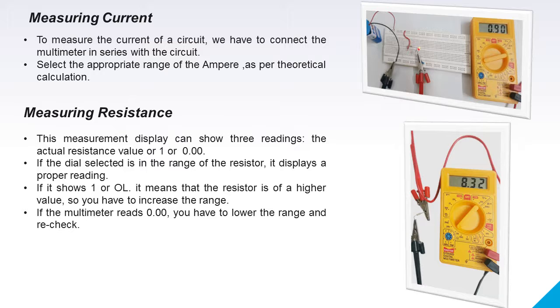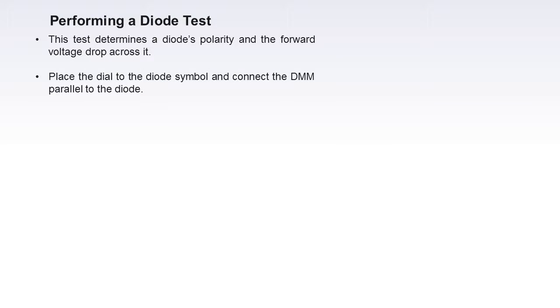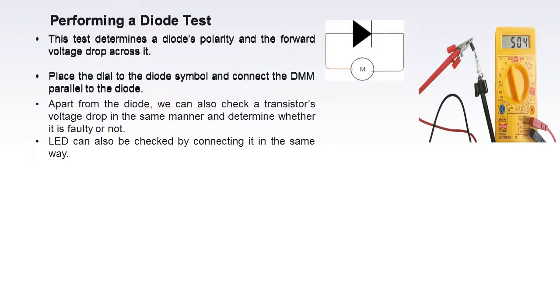You have selected lower, so put it in the next upper range. If the multimeter reads 0.00, it means you have to lower the range and reach. Performing diode test. This test determines a diode's polarity and the forward voltage drop across it. Place the dial to the diode symbol and connect the DMM parallel to the diode.